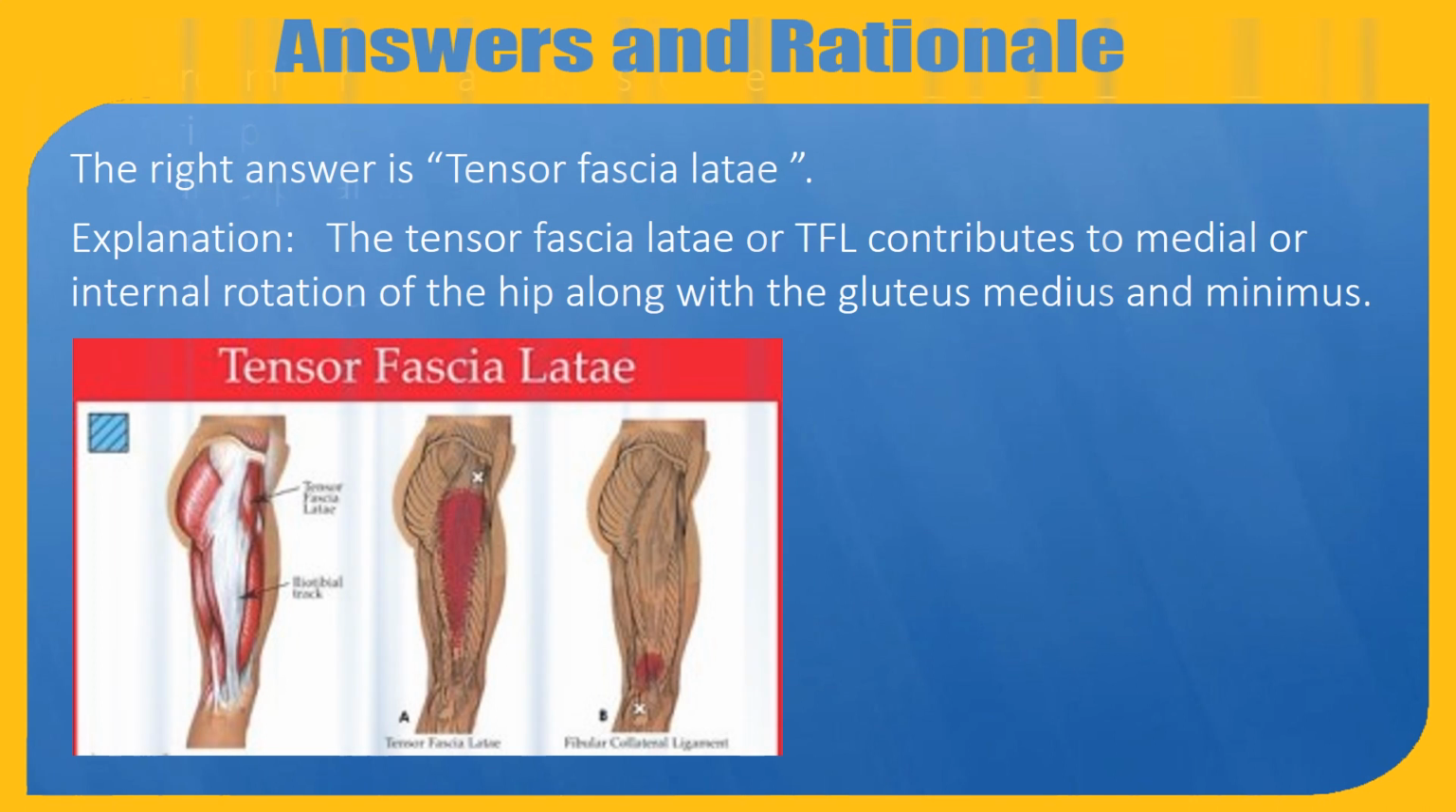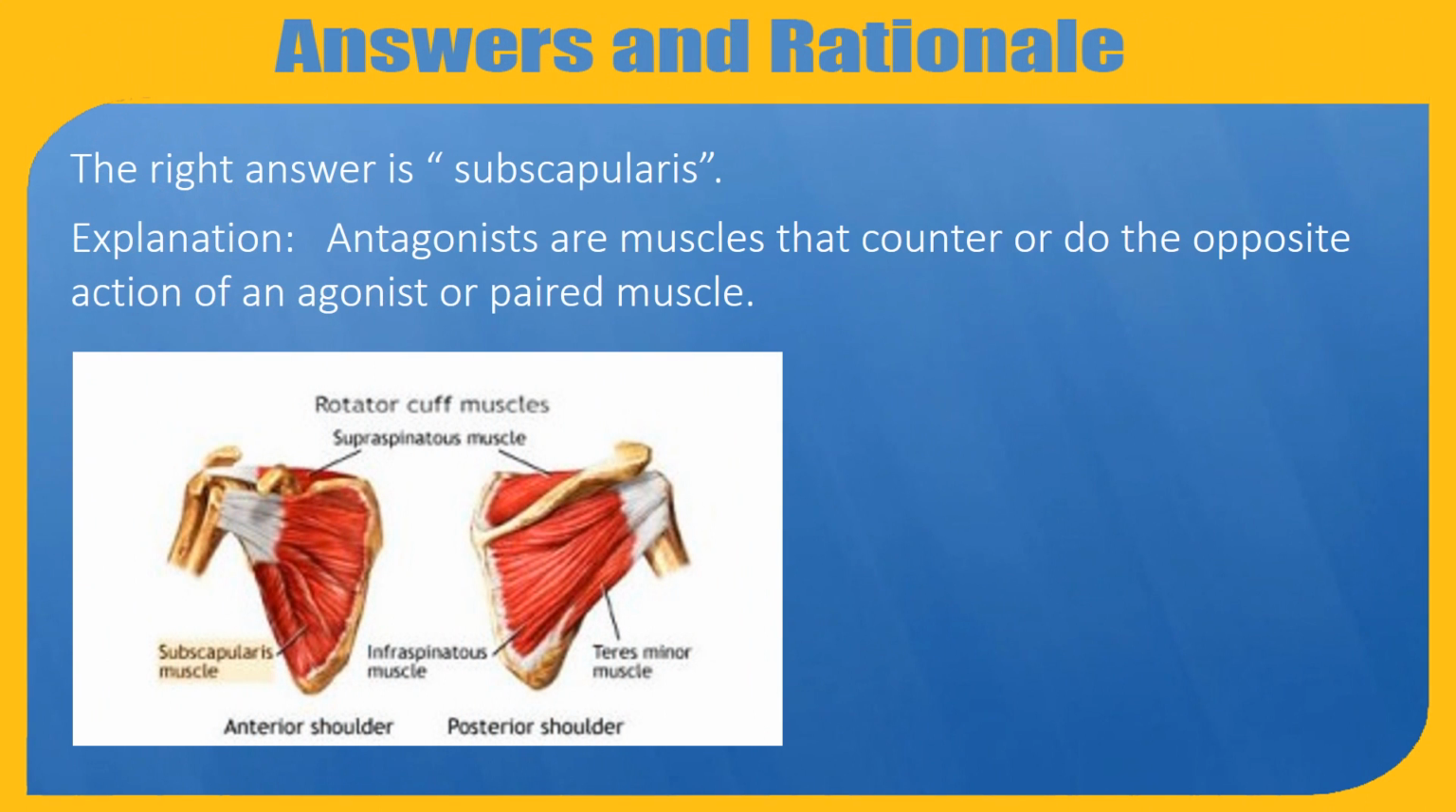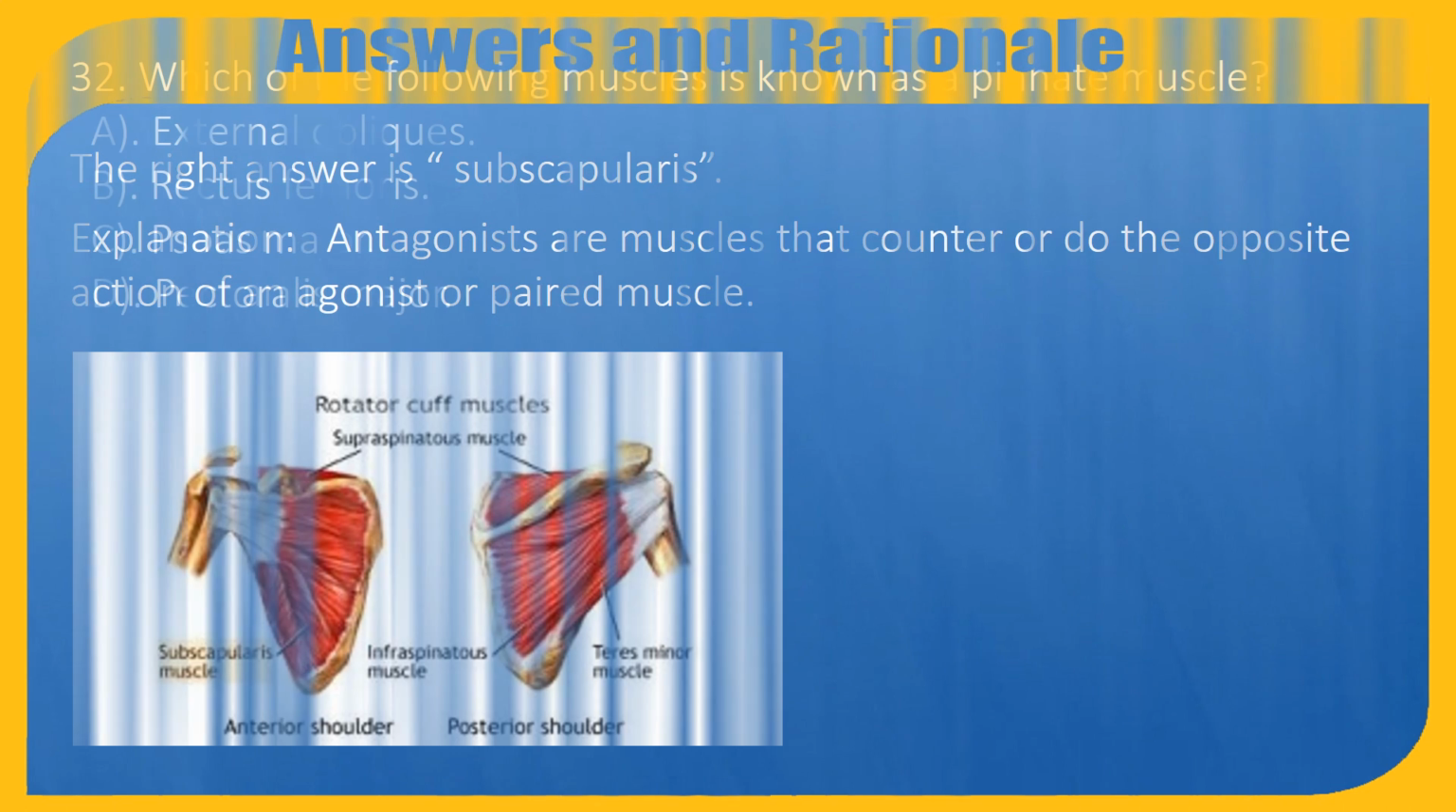and minimus. Question 31. Teres minor is an antagonist of the underscore? A. Tricep. B. Subscapularis. C. Bicep. D. Latissimus dorsi. The right answer is subscapularis. Explanation: antagonists are muscles that counter or do the opposite action of an agonist or paired muscle.